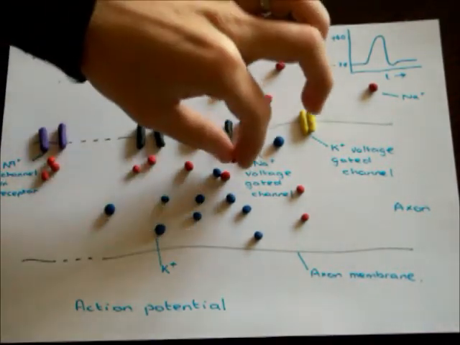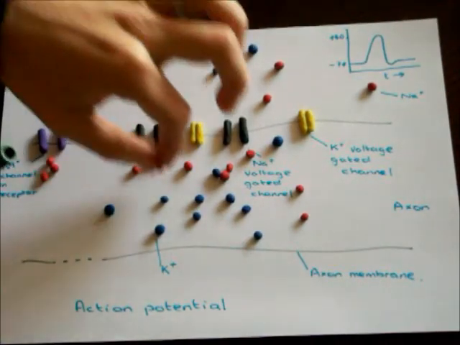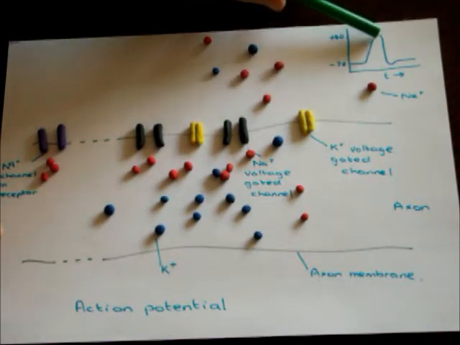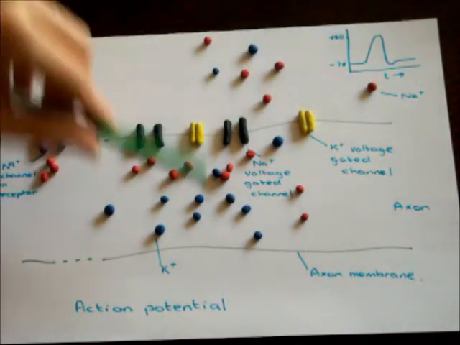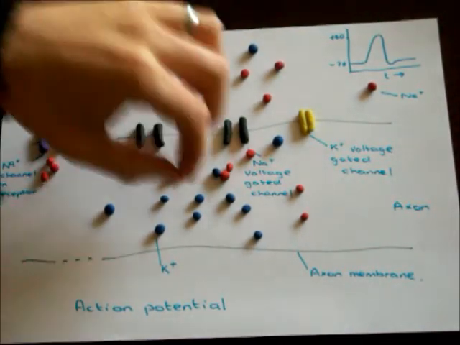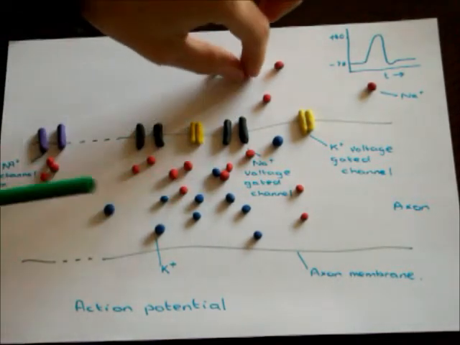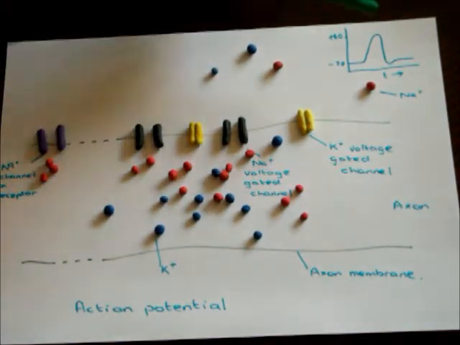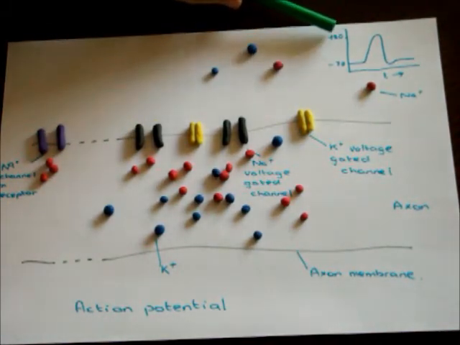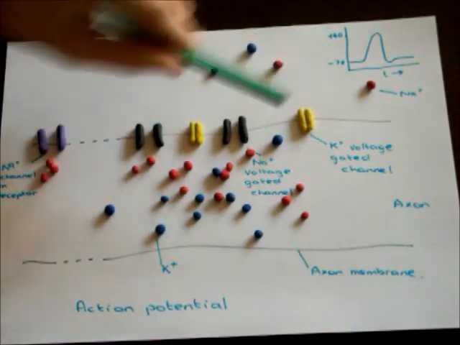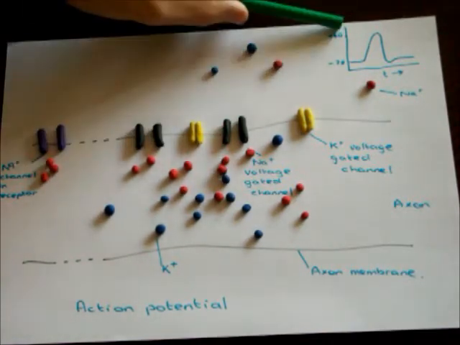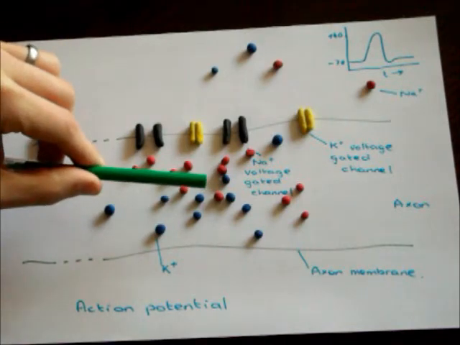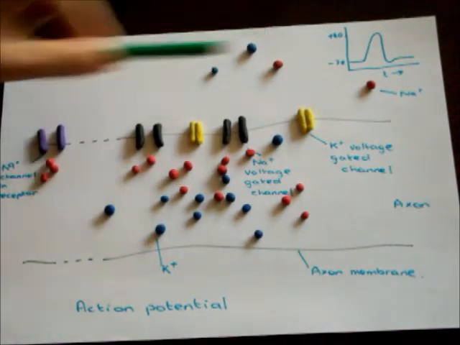So basically, if enough sodium comes through to cause lots and lots of voltage-gated channels to open, then we will get a reversal of the charges across the membrane. Now it's more positive inside the axon than outside, so we've had a reversal of the charges. It has gone from minus 70 millivolts across the axon to plus 40 millivolts, with the inside now positive compared to the outside.